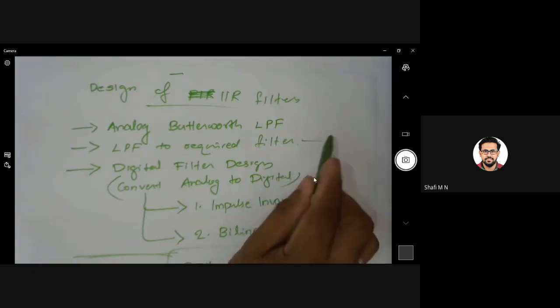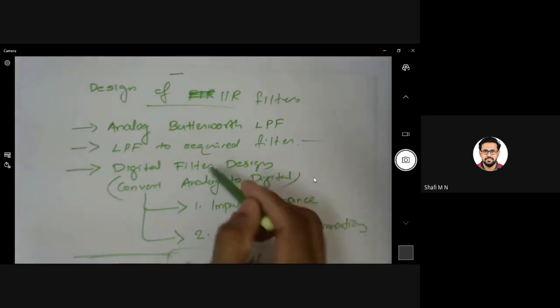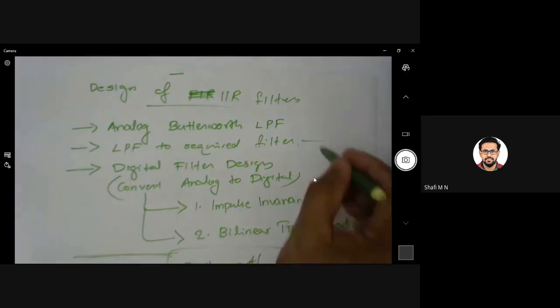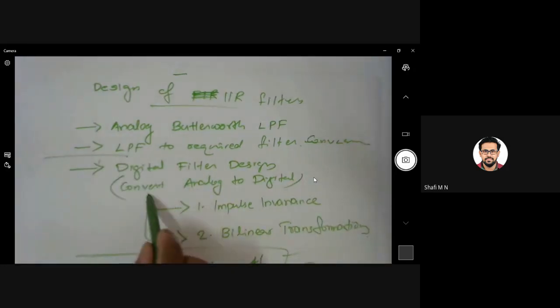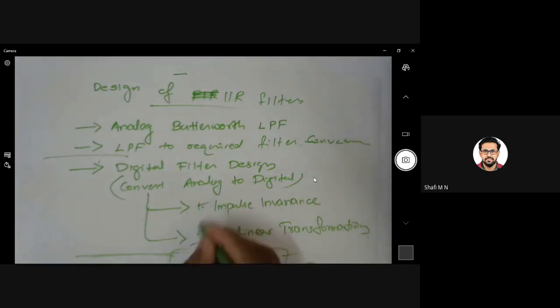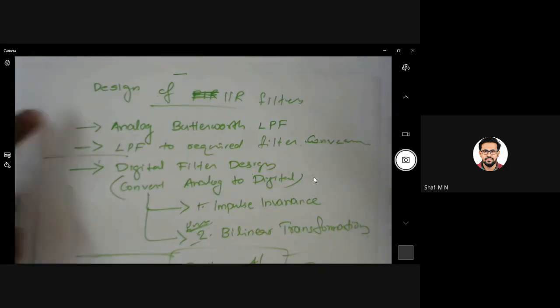So that is the relevance of the second heading: low pass to required filter conversion. Then after completing the analog filter, you will convert it to digital using two methods: impulse invariance and bilinear transformation. This one is a simple method, and the bilinear transformation is a bit complicated and very important. Today I will give you some theory parts and we'll start doing problems from the next class.